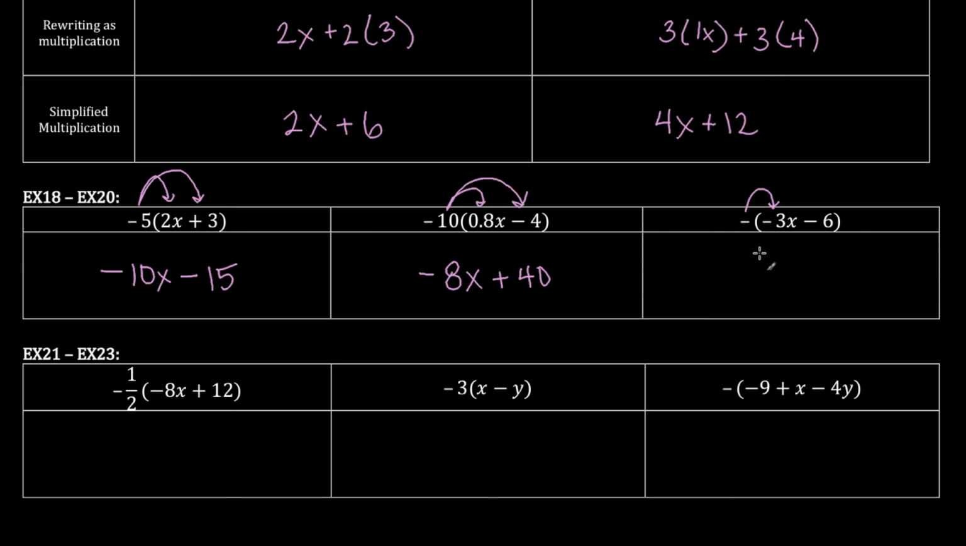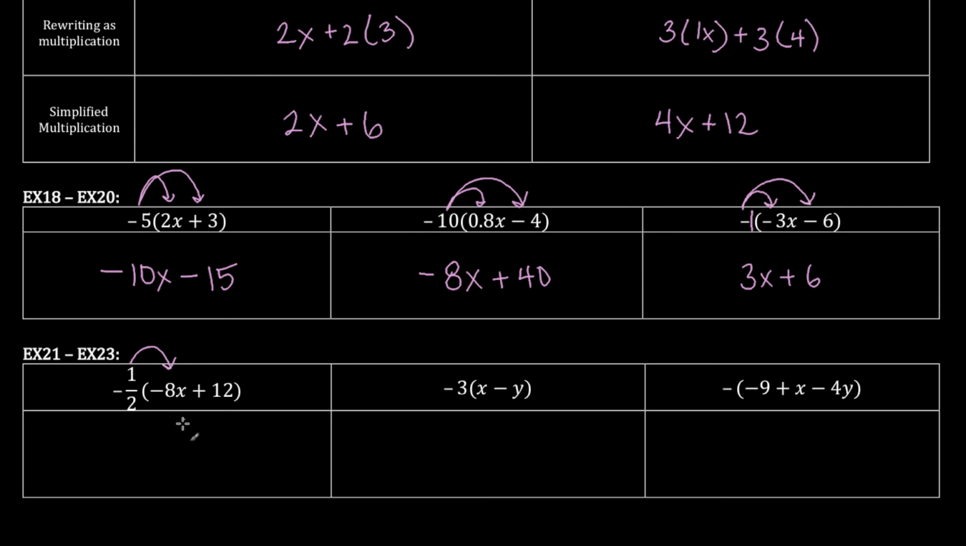Well, let's back up. Remember, if there's nothing here, there's a 1. Or if nothing is shown, then there's a 1. So a negative times a negative is a positive. 1 times 3 is 3. So negative times negative is positive. 1 times 3 is 3. Then we have the x. So now we have a negative times a negative is a positive. 1 times 6 is 6. Or you can say negative 1 times a negative 6 is a positive 6. All right, a negative times a negative is a positive.